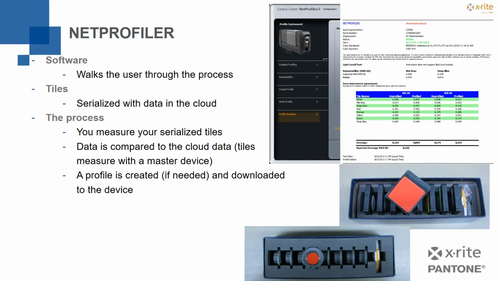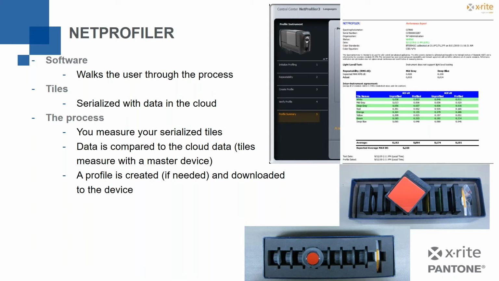And a profile then is created, if it's needed, and downloaded to the device. So what's a profile? A profile is a mathematical adjustment to the instrument to correct for drift that's going on. Drift that happens, why? Because the temperature may be different where you are.